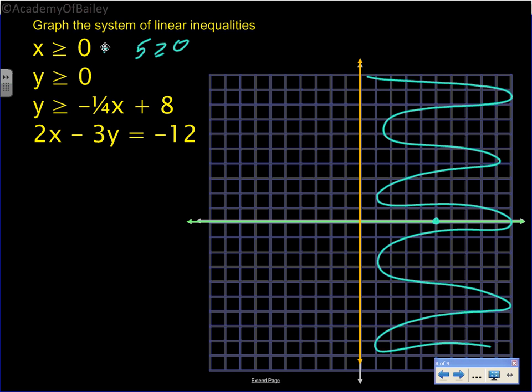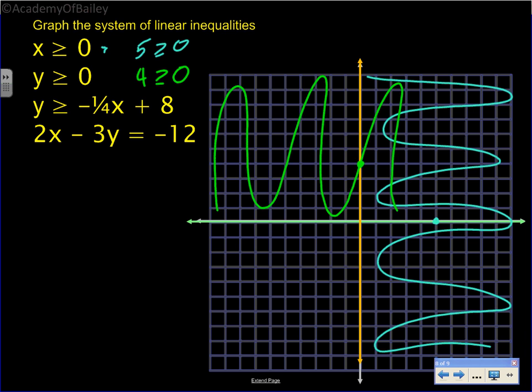And then for the second one, y is greater than or equal to 0, so pick the test point here. Let's see, 0, 4. So y would be 4 in that case. 4 is greater than or equal to 0, yes. And so then it's everything above the green line.